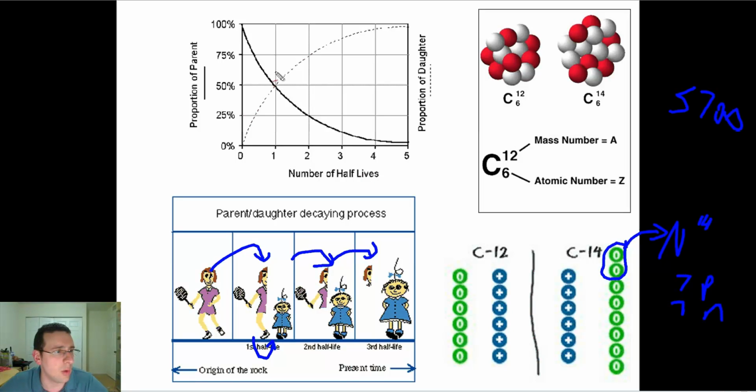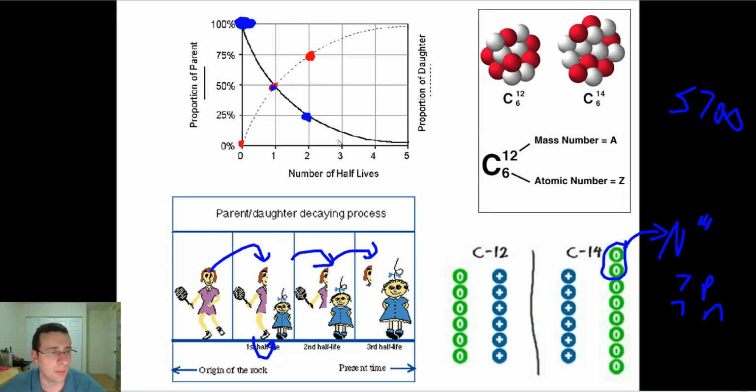Now, you start at zero half-lives with 100% of the original and nothing of the daughter. But after one half-life, you're going to get to the point that half your sample is going to be daughter and half the sample is going to be the original. Give it another half-life, half the original decays again, and now you have 25% of what you used to have, but the daughter is now at 75%.